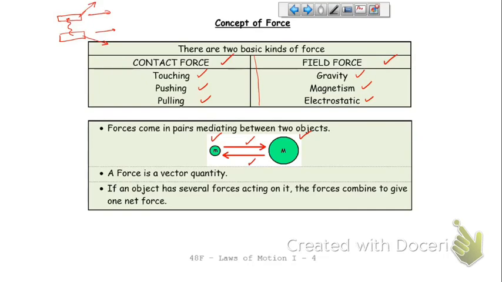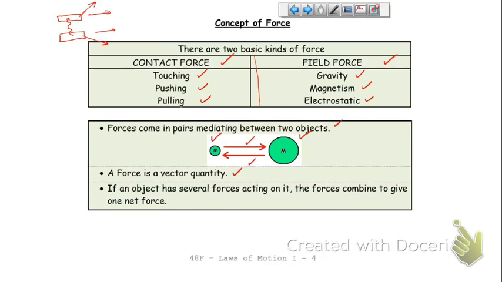So they always come in pairs. The pairs are always equal and opposite in terms of force. And if I only have one object, I can't have the force. I need two objects for gravity. I've got to have two objects to have the force. So we say forces come in pairs, mediating between two objects.